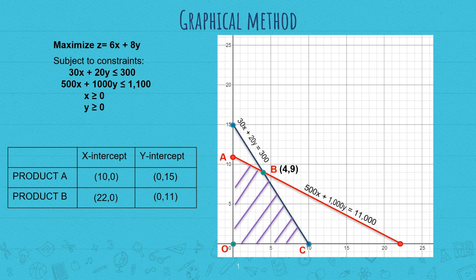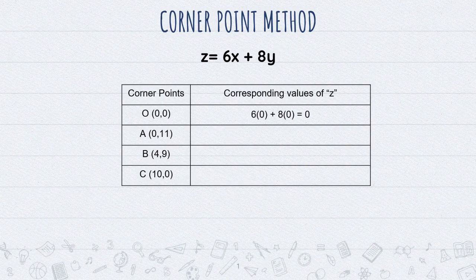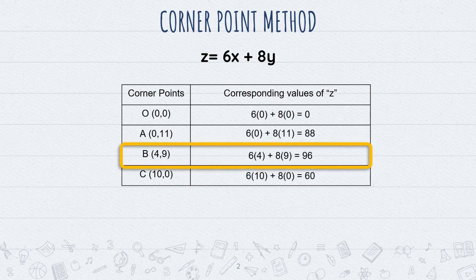Since there are many possible solutions for this problem, we will use the corner point method to find the maximum profit. Now what's the corner point method? In this method the solution of a linear programming problem lies on a corner point of the feasible region. The coordinates of the corner points are substituted for the values of x and y in the objective function. In this example, points O, A, B and C are the corner points of the feasible region. We will evaluate the objective function by substituting these points as values of x and y one by one.